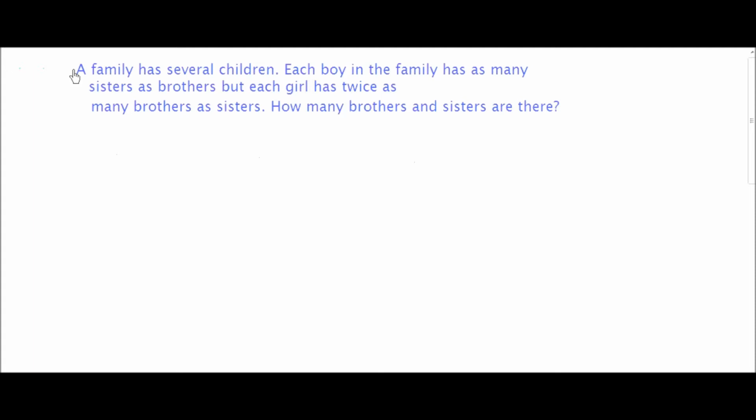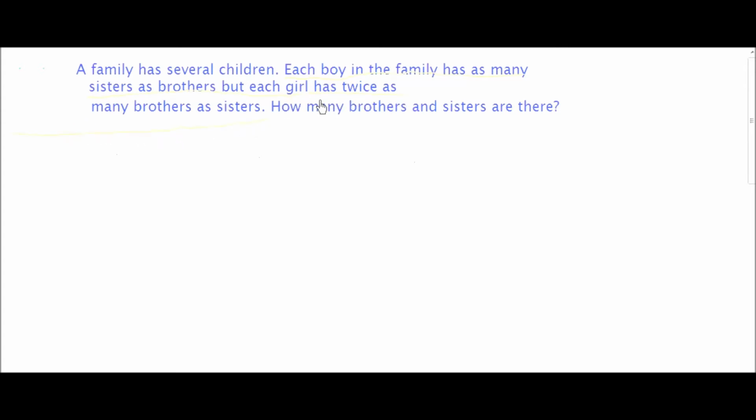The basic idea of solving this question lies within the question itself. We have to read the question twice, thrice, or as many times as it takes till we understand what the question actually says. For example, the first line, a family has several children. Well, not much of an interest to us, right? Many families have many children. We don't care. But the second line is the one that is really important. Each boy in the family has as many sisters as brothers, but each girl has twice as many brothers as sisters.